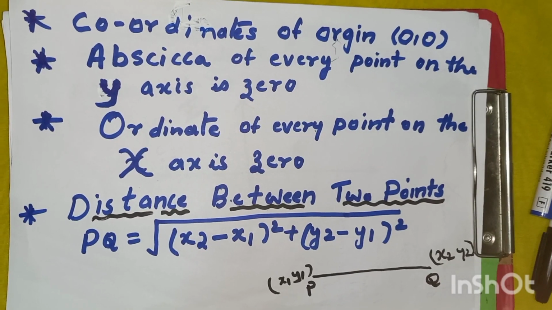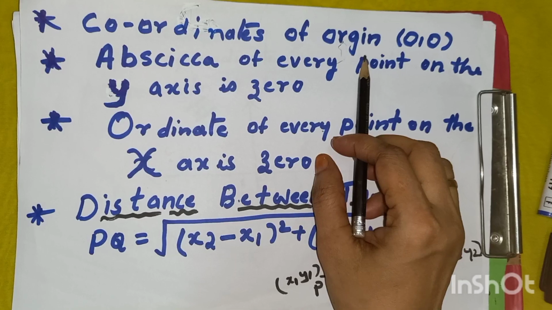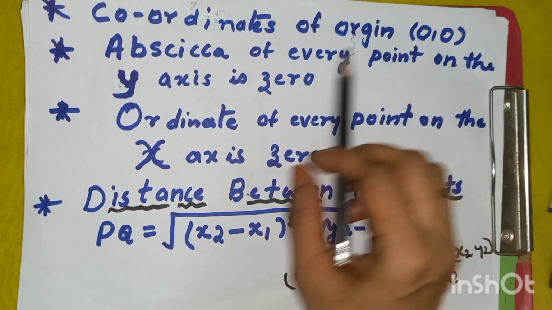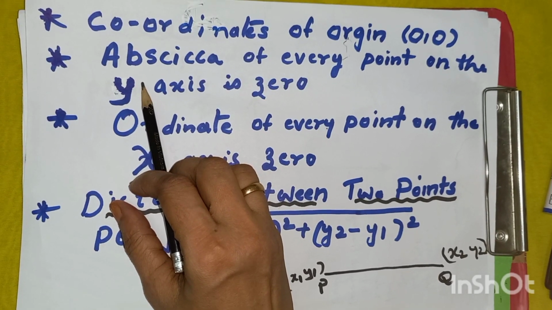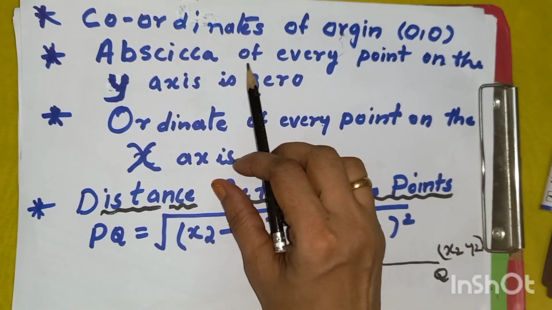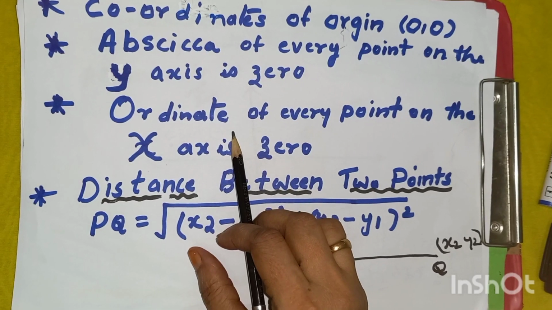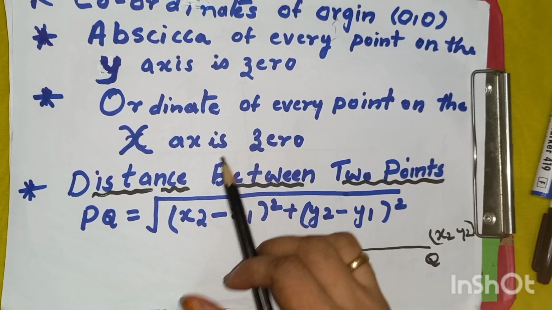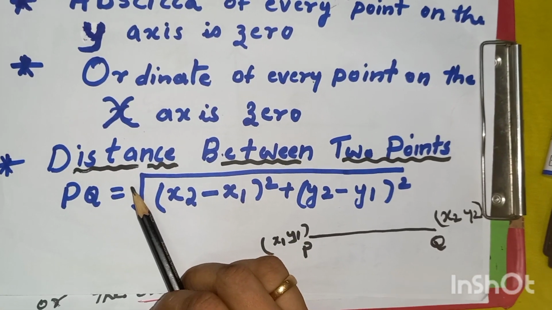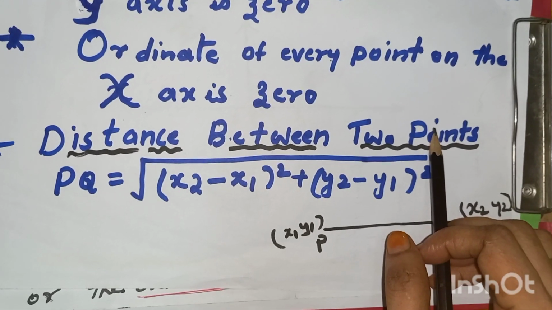Next we are going to study the coordinates of the origin. The origin is always (0, 0). The abscissa of every point on the y-axis is 0, and the ordinate of every point on the x-axis is 0. The next point we are going to study is the distance between 2 points.